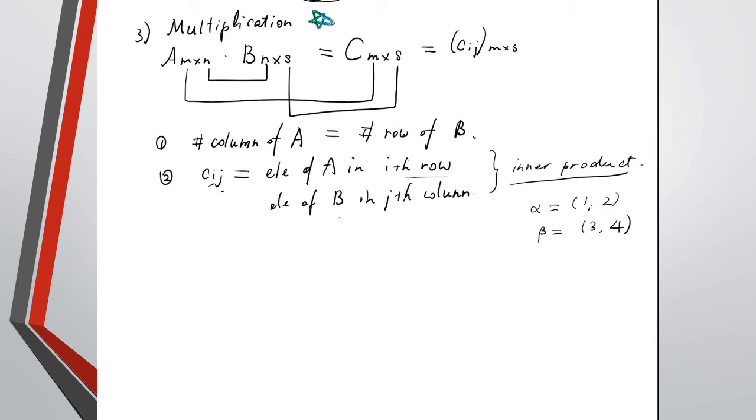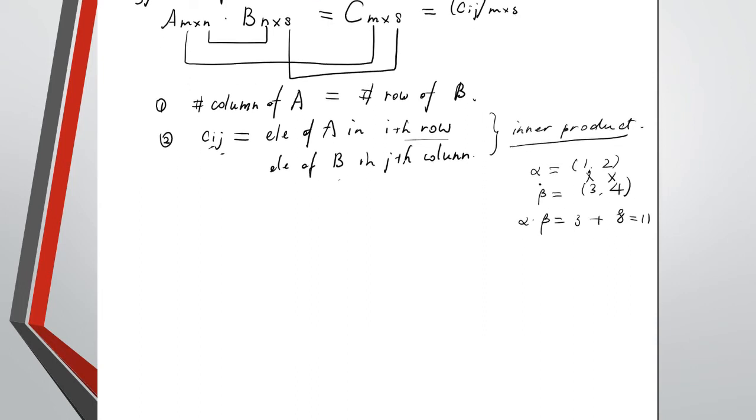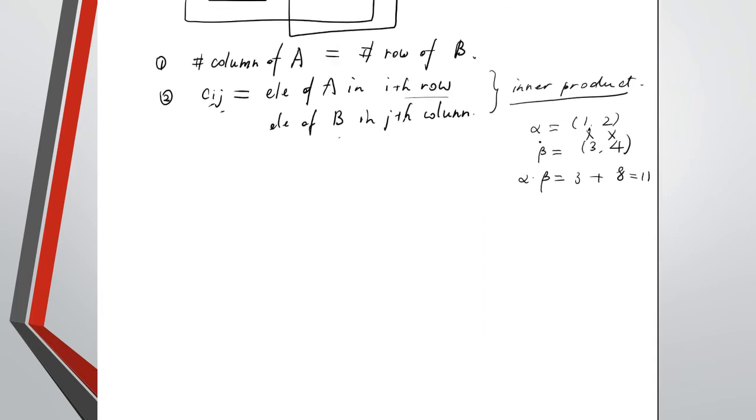So for the inner product, we put a dot here: alpha dot beta equals, you just multiply each corresponding element together. So we have 1 times 3 equals 3, and 2 times 4 equals 8, and then add them together. So finally you will have 11 as the inner product of the two vectors. Alrighty, if you have no trouble with inner products, let's continue.